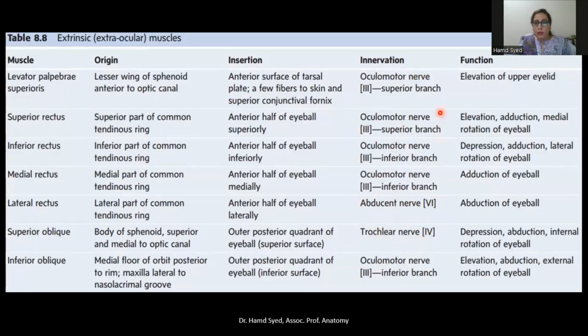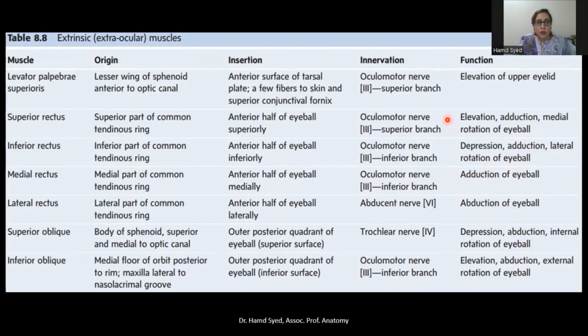Now, when we talk about the actions of these muscles, they all have different actions. You can see that the abduction of the eyeball is mainly performed by lateral rectus, but this abduction is also being performed by the other muscles, which are the superior and inferior obliques. Similarly, the main muscle involved in adduction of the eyeball is medial rectus, but it is supported in this action by both superior and inferior recti.